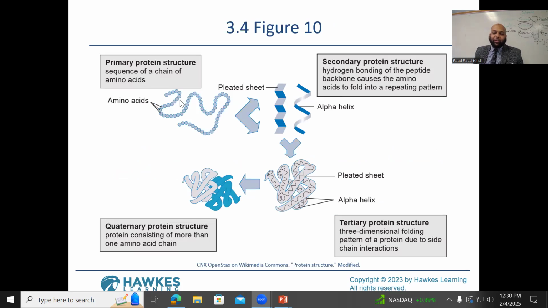So that shows you the primary structure. You guys see the primary structure? The sequence of a chain of amino acids. Then you have secondary protein structure. There's the hydrogen bonding of the peptide backbone. It causes the amino acids to fold into repeating patterns. Then you have quaternary protein structure. These are proteins consisting of more than one amino acid chain. And then you have the tertiary protein structure. These are three-dimensional folding patterns of a protein due to the side chain interactions. These are the tertiary structures.